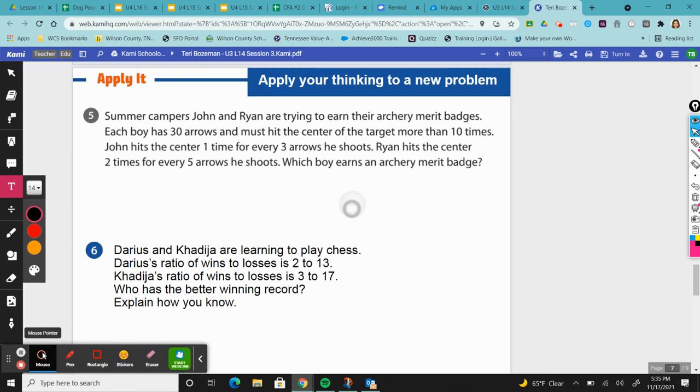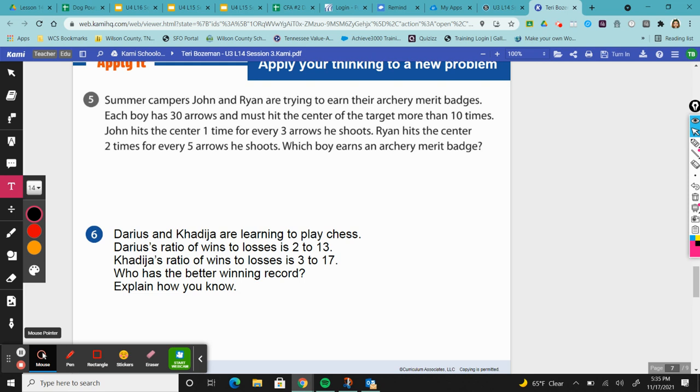Number 5. Summer campers John and Ryan are trying to earn their archery merit badges. All right, here's another one where they're going to change it up a little on you. Each boy has 30 arrows and must hit the center of the target more than 10 times. So that's an important thing to know. We'll need to know that for the end of our problem.